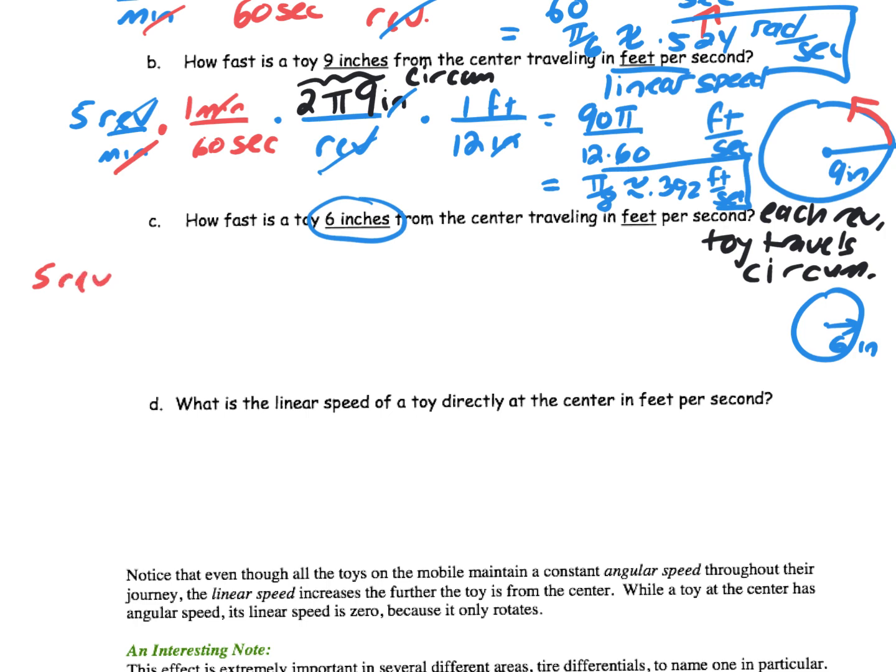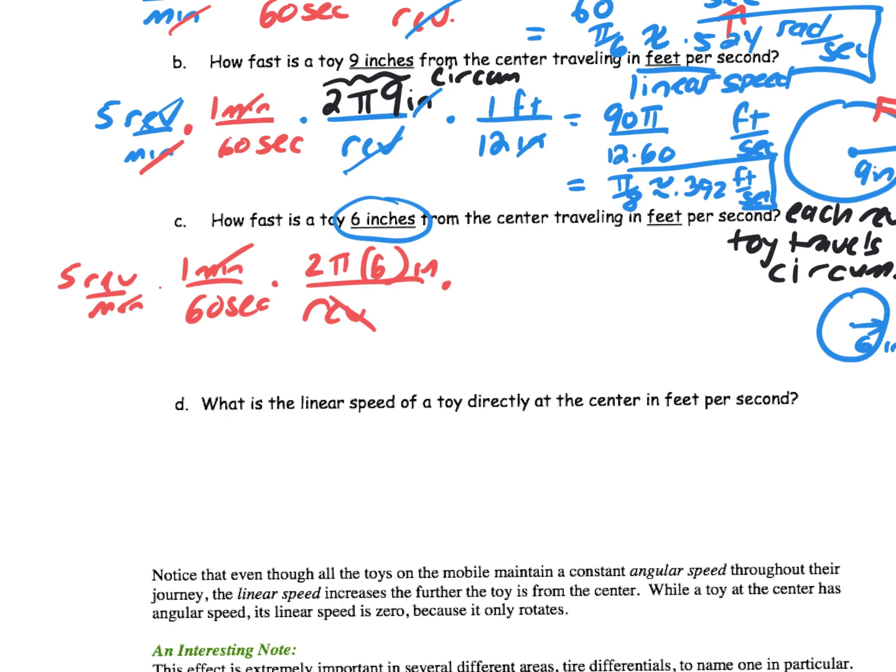We're going to start with 5 revolutions per minute times, in 1 minute, there are 60 seconds, times, in 1 revolution, there are 2 pi, in this case, 6 inches per revolution. Remember, that's the circumference. And finally, we have to convert from inches to feet. So there are 12 inches, that goes in the denominator, per 1 foot because we need to cancel this out. And if we simplify this whole thing, it turns out to be pi over 12 feet per second, which is about 0.262 feet per second.